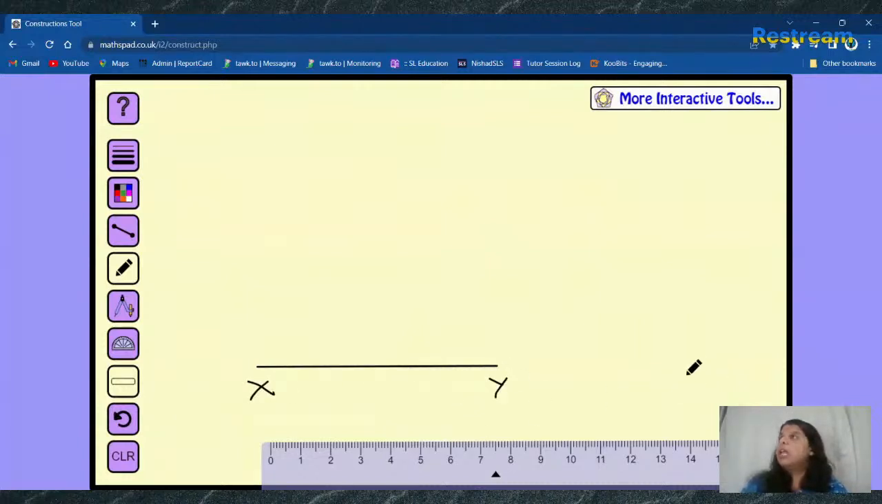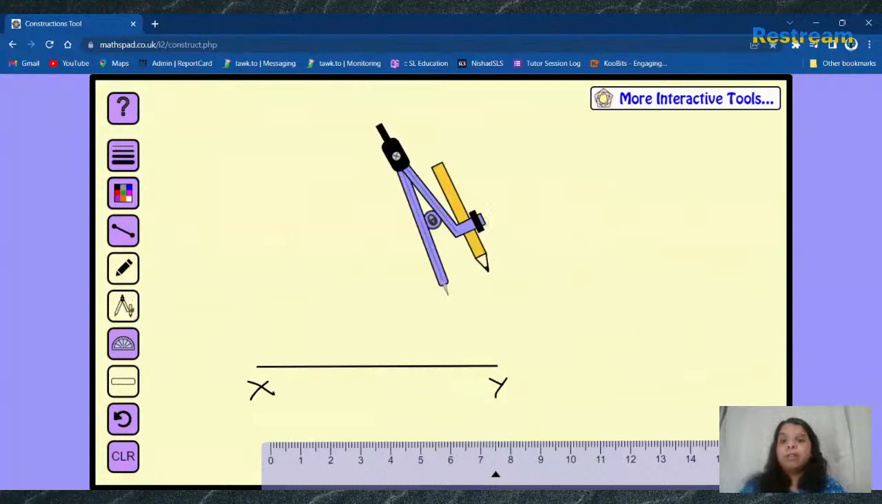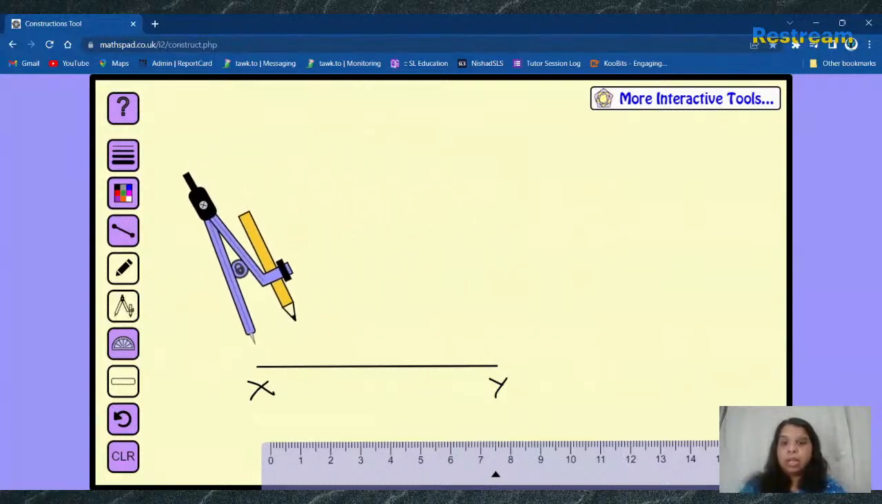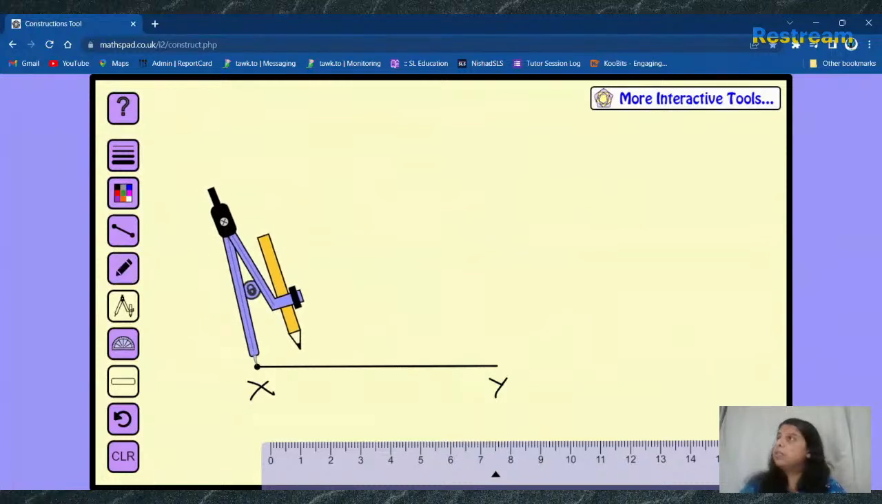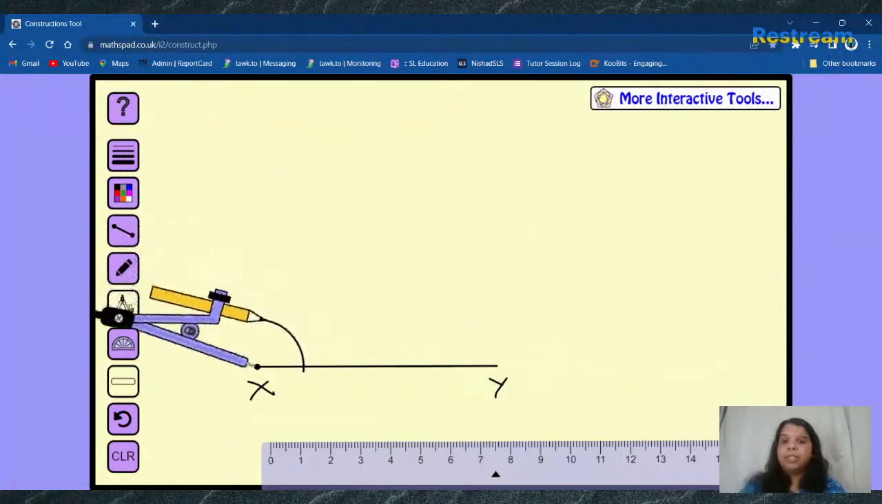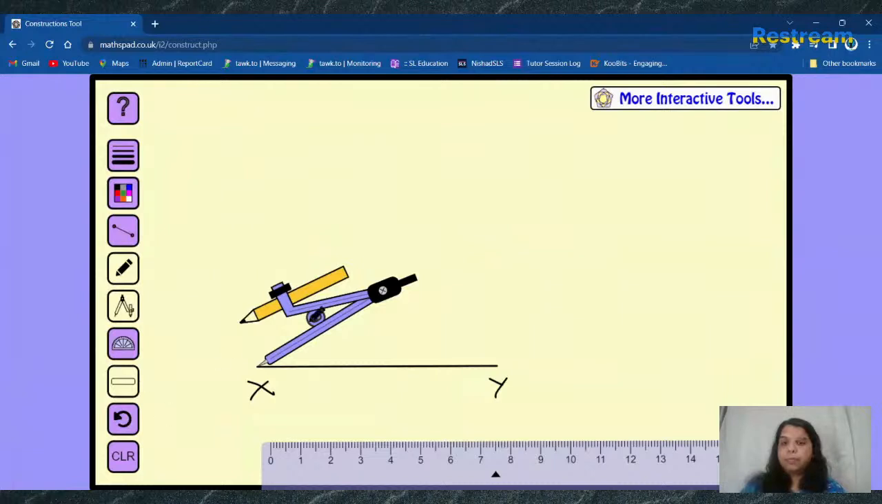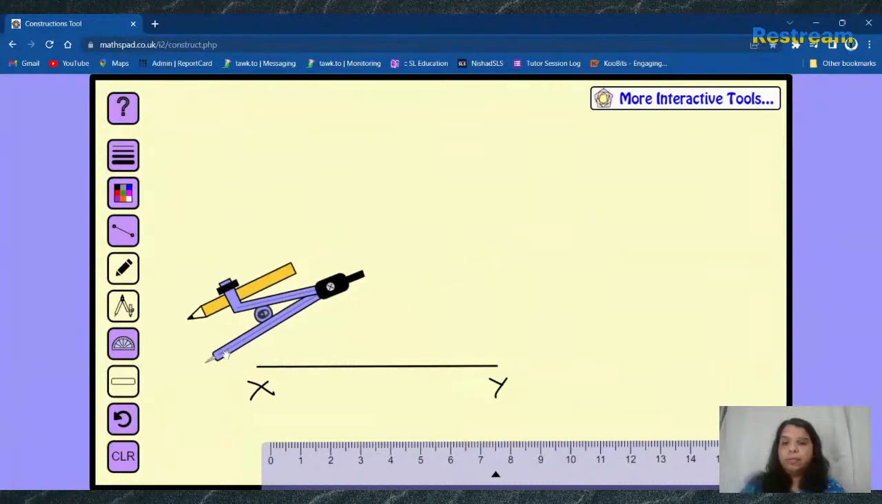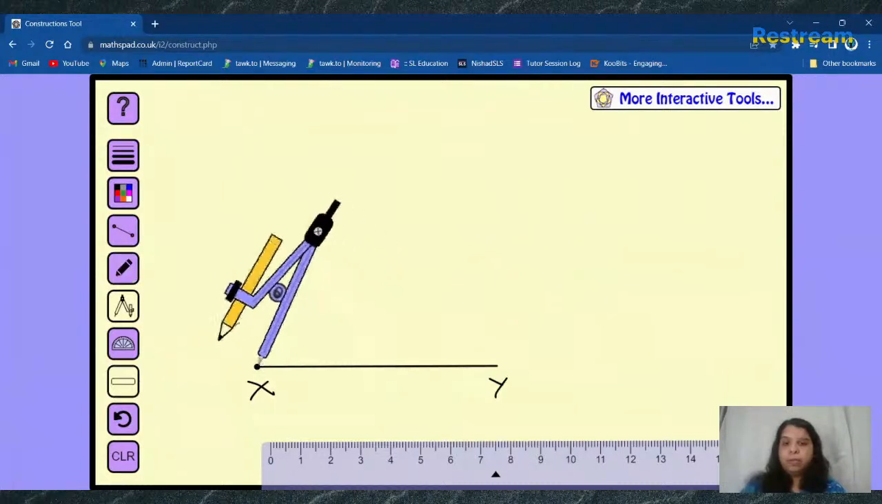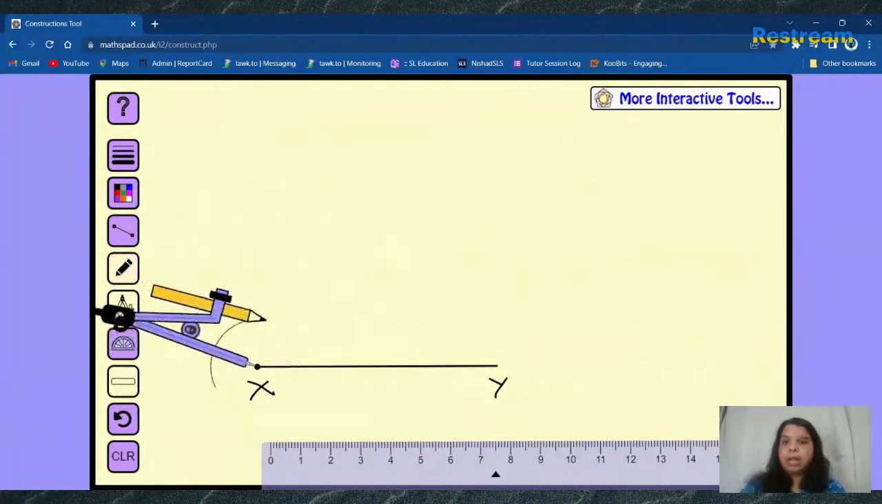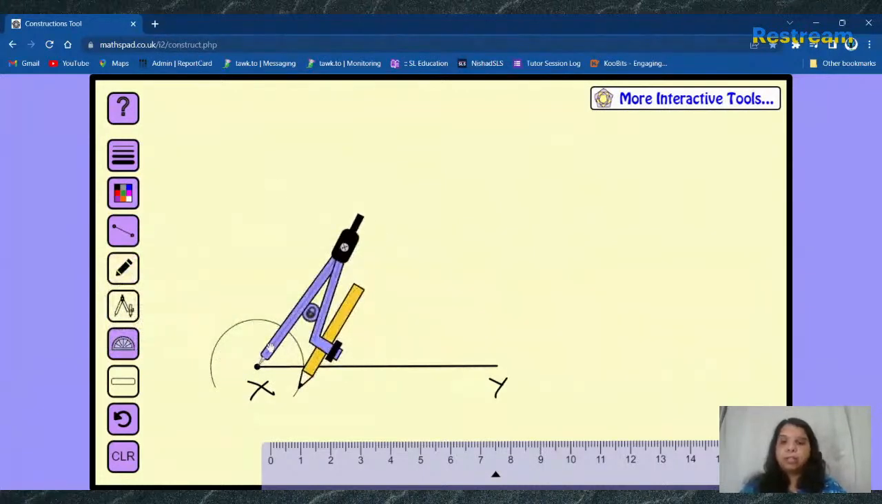Now next is, at X, use a compass and a ruler to construct a 90 degree angle. So now we are going to use our skills to construct a 90-degree angle at X. So basically we are trying to draw a right angle triangle.